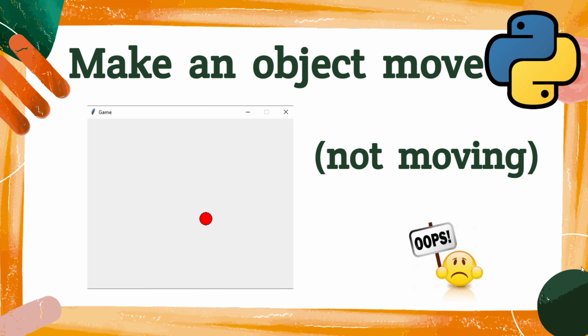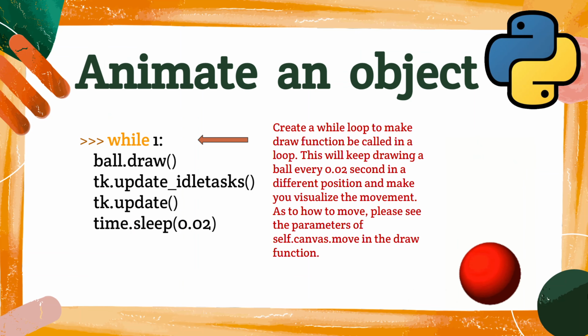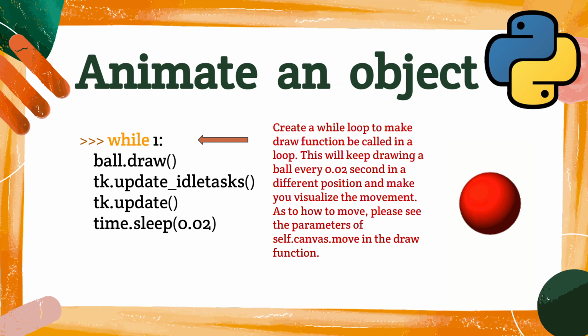What happened? If you go back to look at the source code again, you will find out the draw function has never been called at all. No wonder the red ball is not moving. So we need to call ball.draw function. To make the ball movement like an animation, we need to create a while loop to make draw function be called in a loop. This will keep drawing a ball every 0.02 seconds in a different position and make you visualize the movement of the ball. As to how the ball will move, please see the parameters of self.canvas.move in the draw function.